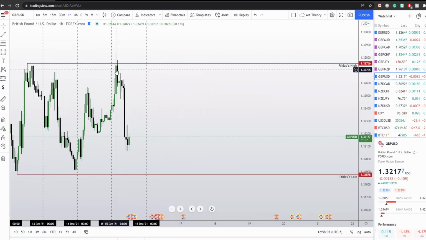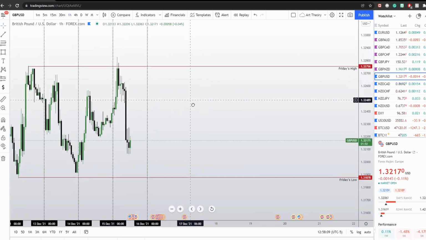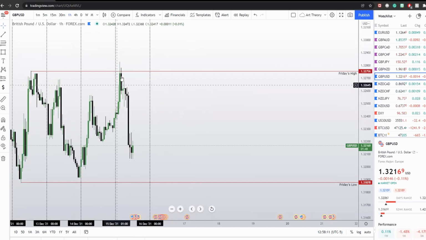When Friday's high is taken out here, this was Wednesday morning. Tuesday, Wednesday creates the high or low of the week. If my bias is for it to go lower, I'm looking for it to create the high of the week on Tuesday or Wednesday. As you can see, price takes it out here, and it's not going to come back up here.